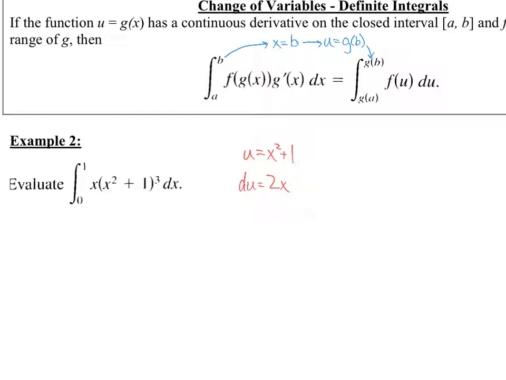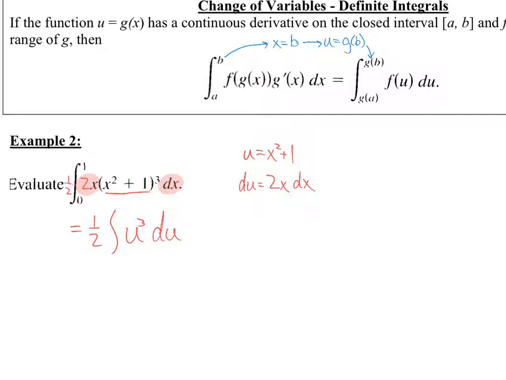Not a bad guess. So, we've got the dx, we've got the x, we're missing the 2. How do we get it there? Multiply by 2, and then a half outside. Good. We're just multiplying by 1, but it makes it look the way we need it to. So now I have 1/2 times the integral of u to the third du.